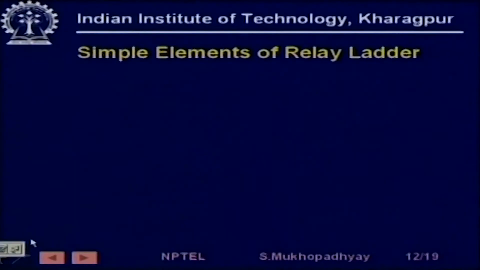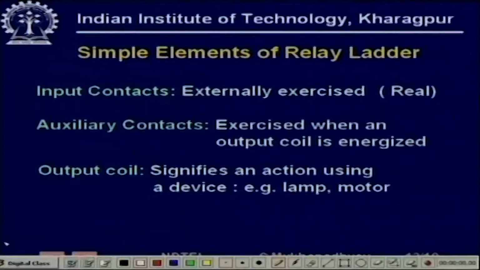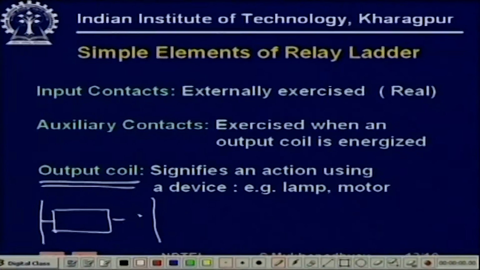relay ladder programs. So, now let's look at some of the elements which occur in a relay ladder program. So, the simple elements of a relay ladder. There are various kinds of elements. Today we will look at 3 kinds of elements. As we have already seen, there is an output coil at the end, and it is like 2 rails, then some logic, and then finally an output coil.